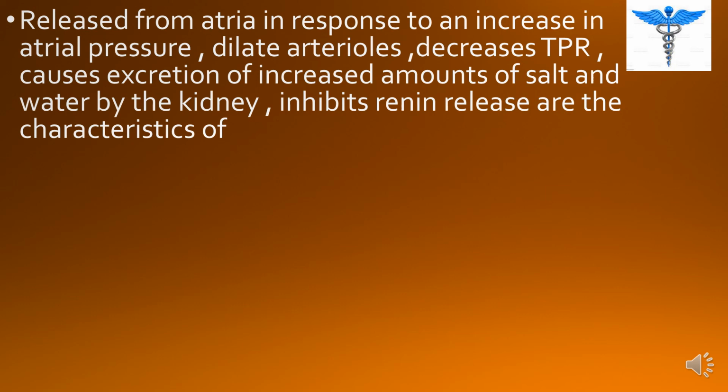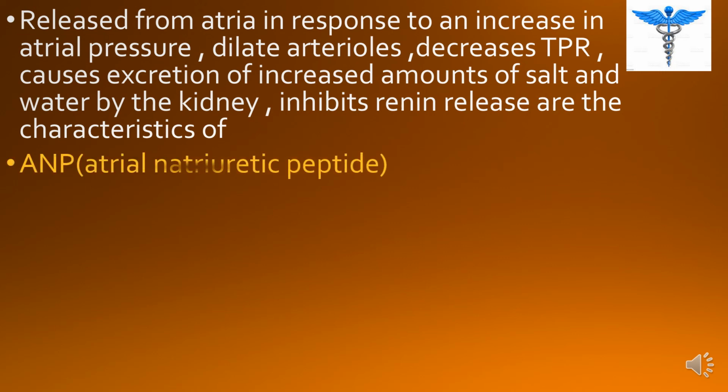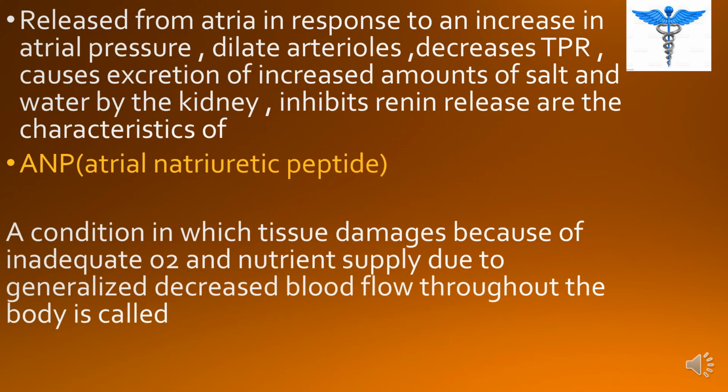So these are the characteristics of which compound? The compound is ANP, atrial natriuretic peptide. So the atrial natriuretic peptide is released in response to high arterial pressure. It dilates the arterioles, it decreases the total peripheral resistance, inhibits the renin, and increases the excretion of salt and water by the kidney. The next question that we have is a condition in which tissue damages.